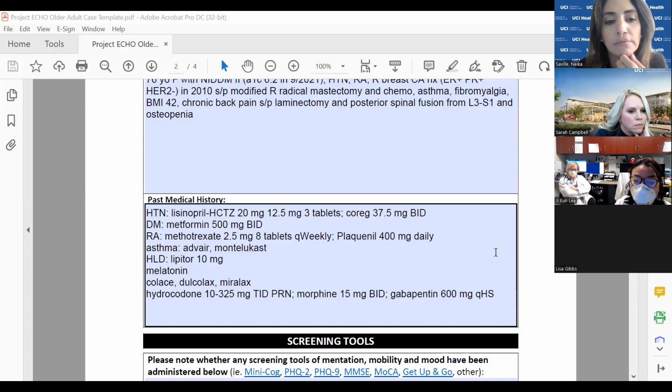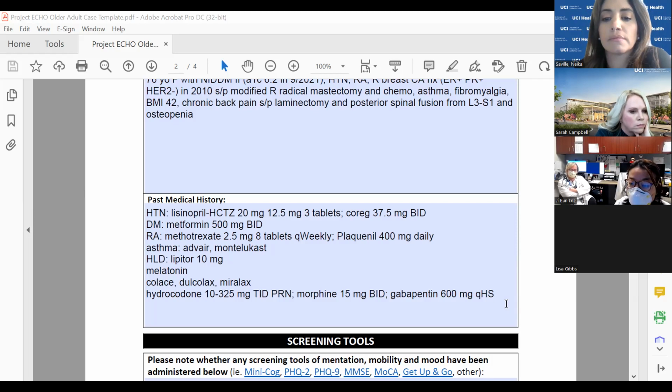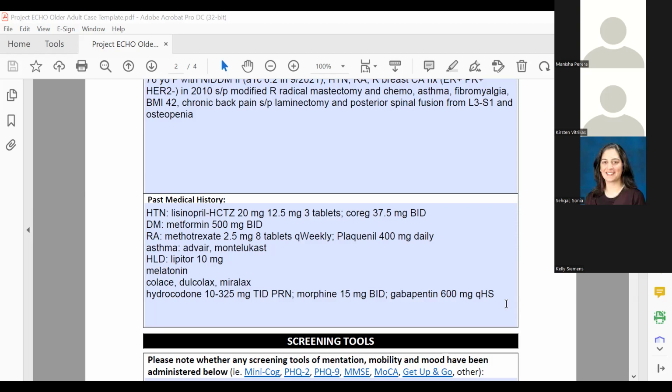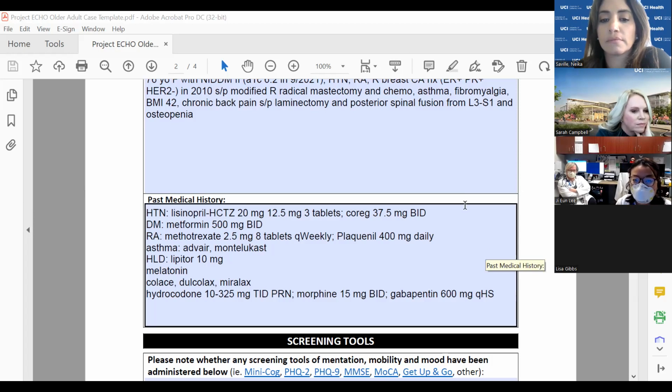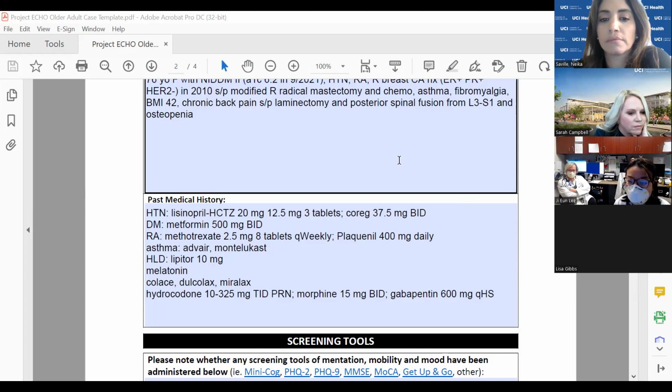as Plaquenil. Follows with rheumatologist. For her asthma, it's well controlled on Advair as well as Montelukast, has albuterol PRN. For hyperlipidemia, she has Lipitor 10 milligram, melatonin for insomnia, some bowel regimen, as well as hydrocodone 325 TID PRN, as well as morphine 50 milligram BID, as well as gabapentin 600 milligram at nighttime for her fibromyalgia pain, as well as low back pain. And if we can just go down a little bit farther down.